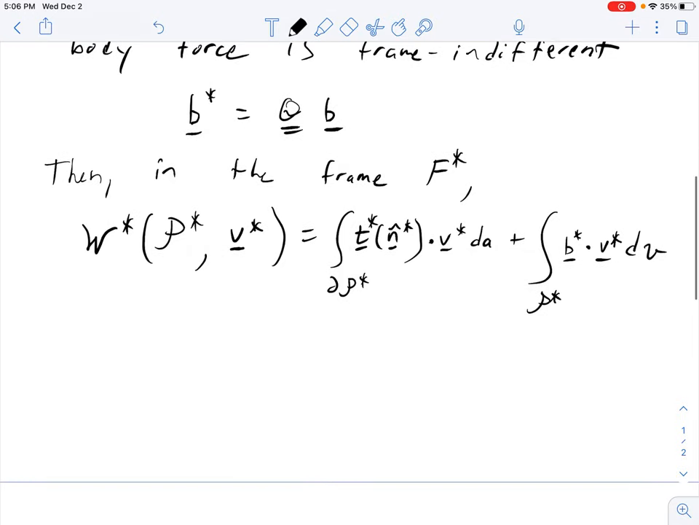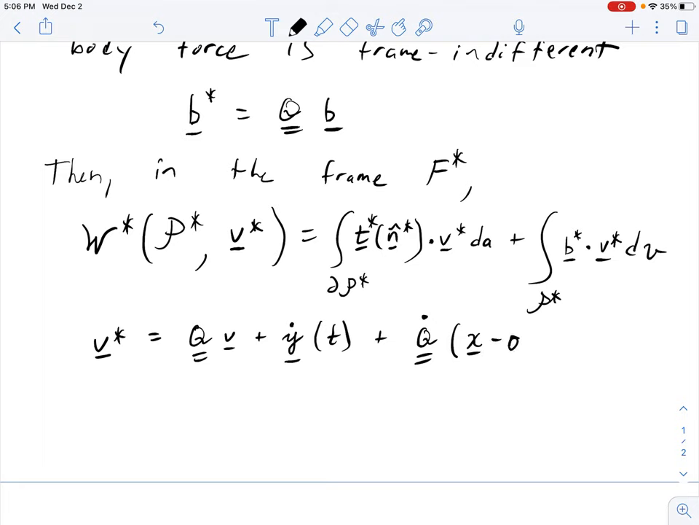All right, well, we know that V star is equal to Q times V plus Y dot of T plus Q dot of X minus O. And for notational shortness, we'll call this just R.